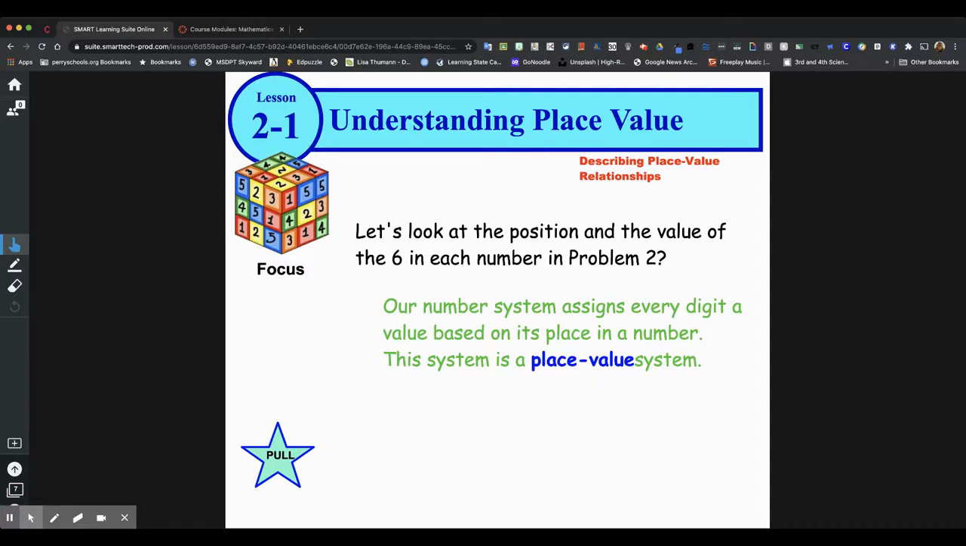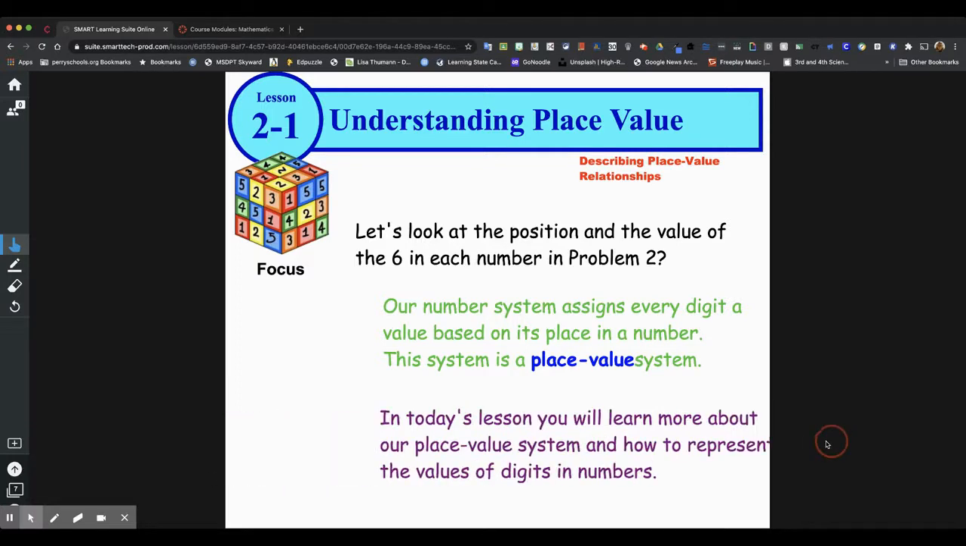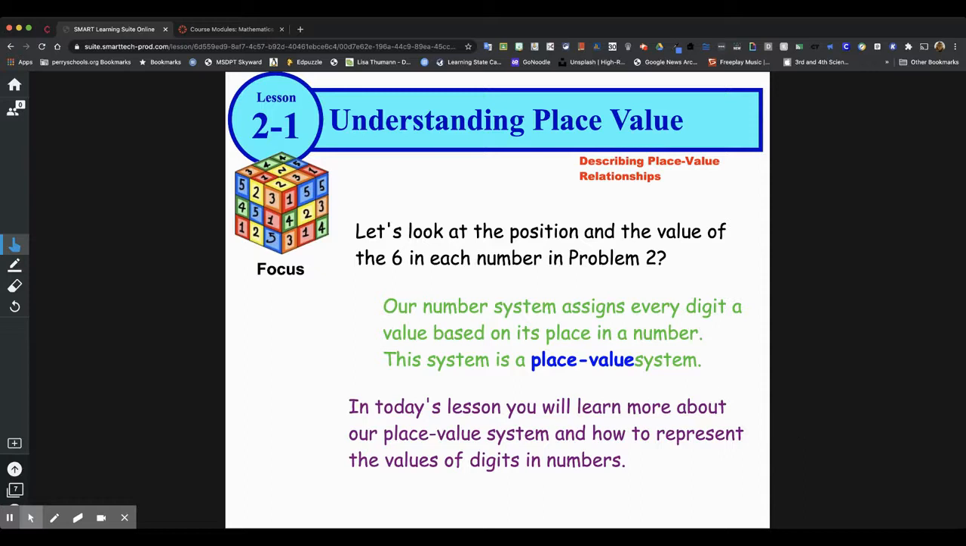Let's look at the position of the value of the 6 in each number on number 2. Now, remember, our number system assigns every digit a value based on its place in a number. This system is called place value. And also, in today's lesson, we are going to learn about our place value system a little bit more and how to represent the values of the digits in the numbers.